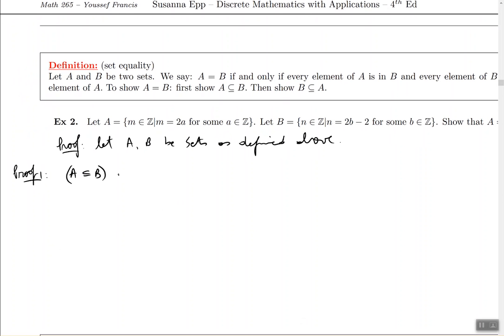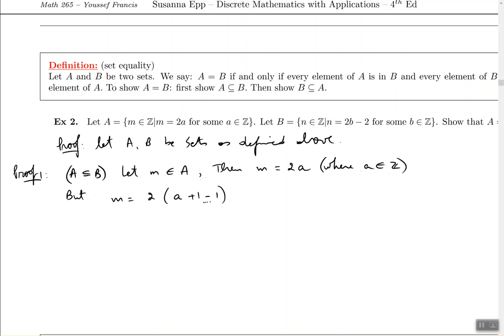In this case, I'm going to pick an element from A. Let's say M is an element of capital A, and I want to show that it's automatically an element of B. If I pick an element M from A, then M will look like 2a, where little a is an element of the integers. But this also means that M is 2 times (a plus 1 minus 1). I'm adding and subtracting 1, which means I'm not really doing anything, and you'll see why in a minute.